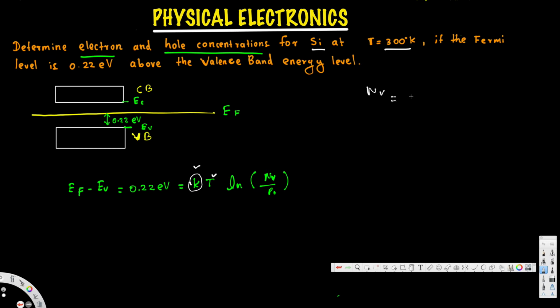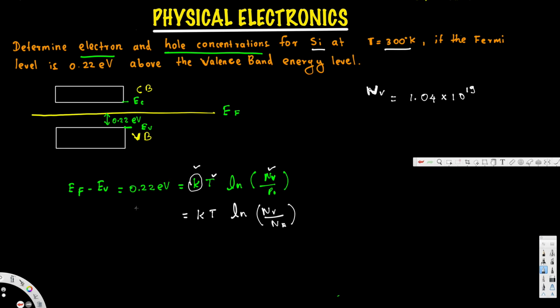That is equivalent to 1.04 times 10 to the power of 19. You have to remember every semiconductor has a different value at 300 degrees Kelvin. If they ask for silicon, since we have silicon, this is the value we are going to use. Now we can calculate the hole concentration. In other words, we can say KT ln, and instead of P naught, we can put Na. Both are the same, acceptors.